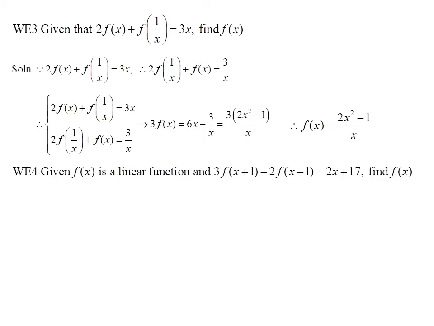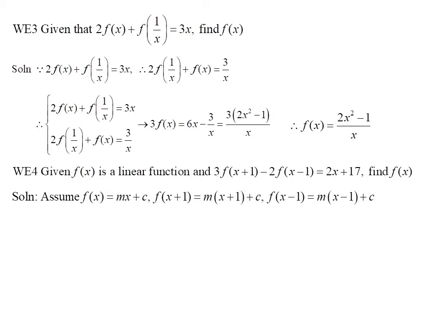Example 4 is to find the expression of a linear function f(x), given that 3f(x + 1) - 2f(x - 1) = 2x + 17. Since f(x) is a linear function, we may assume f(x) = mx + c. Then our task is to find the values of m and c.